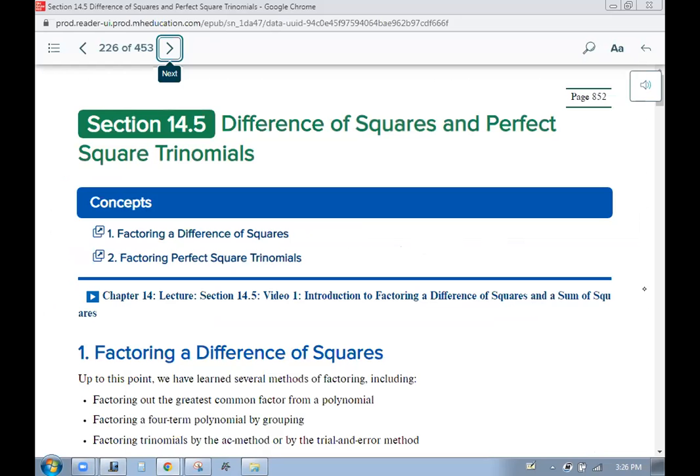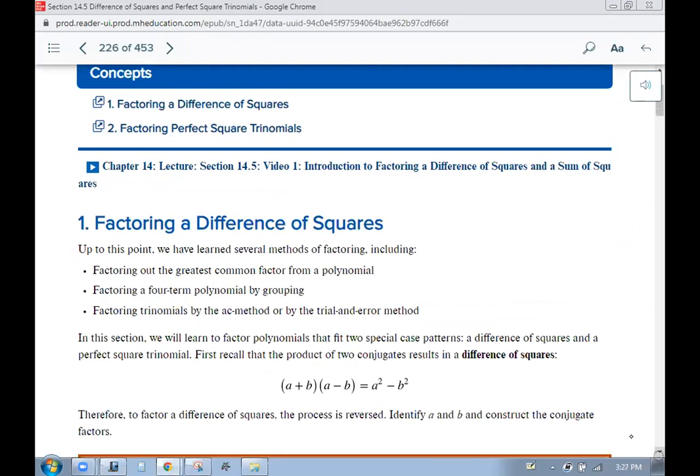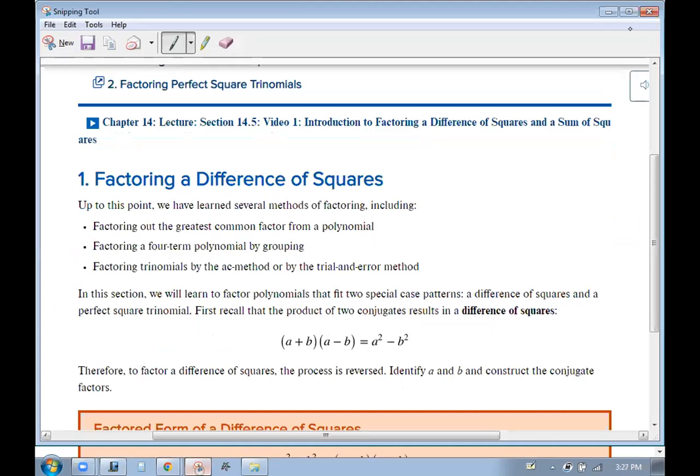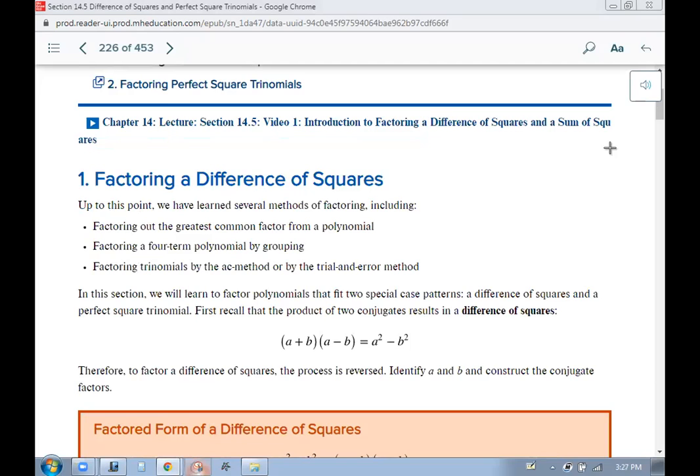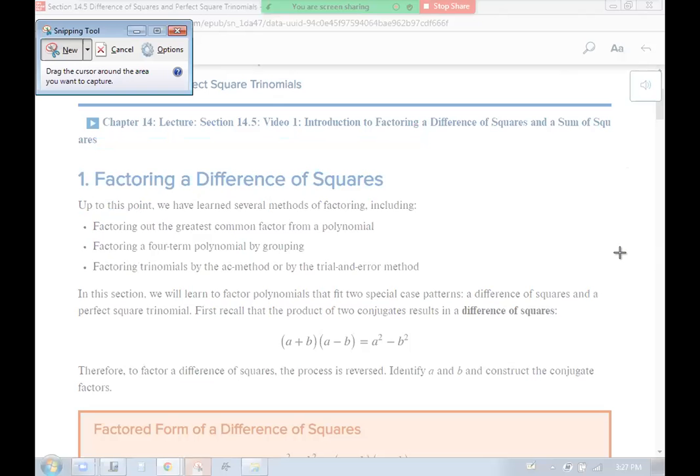So let's look at an example here. So these are the easy ones. When there's no cross terms, it's always nice.